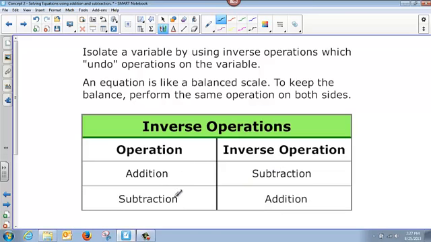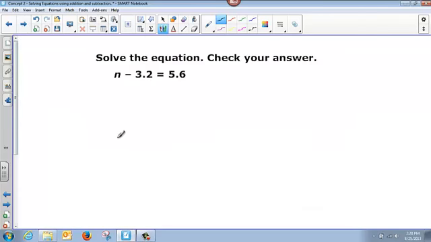But the key here is that if I add something on one side of an equal sign, I have to add it to the other. If I subtract something on one side of an equal sign, I have to subtract it on the other. And that works for all four operations. Anything we do on one side of an equation, we have to do on the other. So let's start with this. We're going to solve this equation, and we want to check our answer. The variable is n, so we want to solve for n.